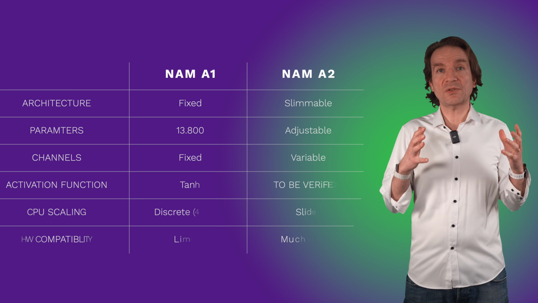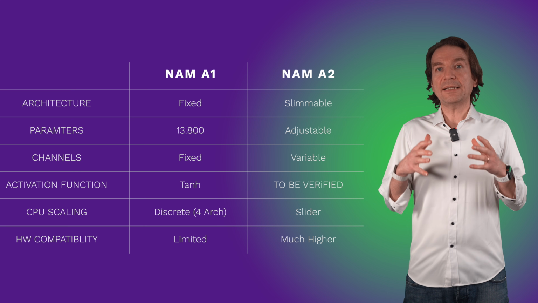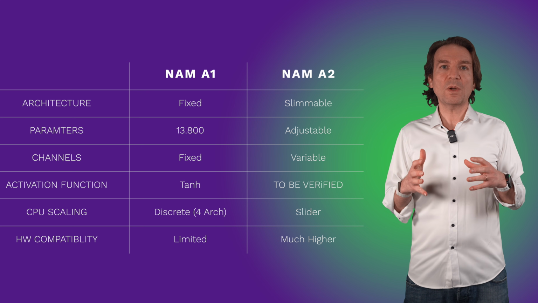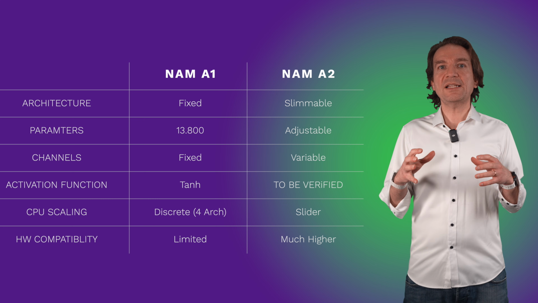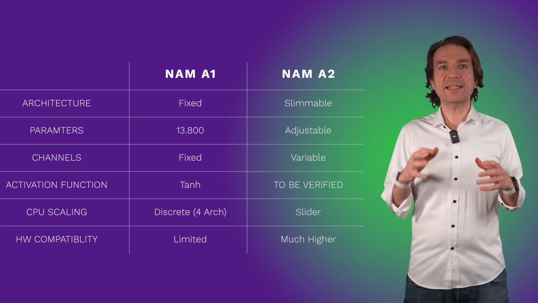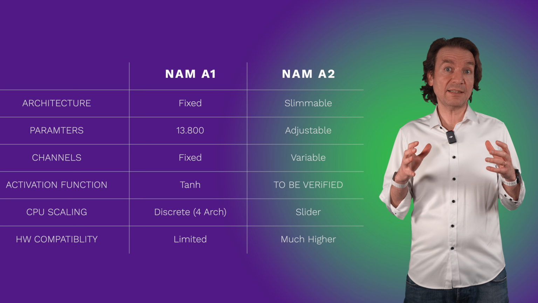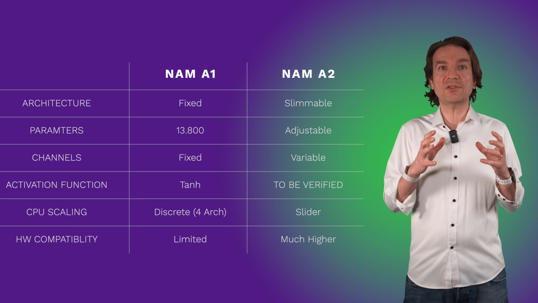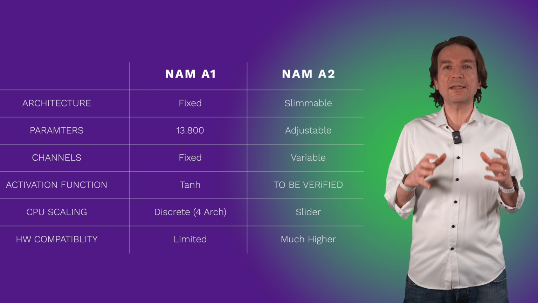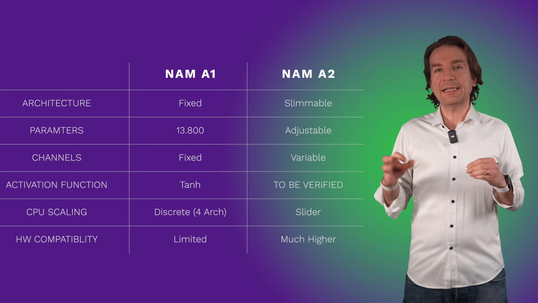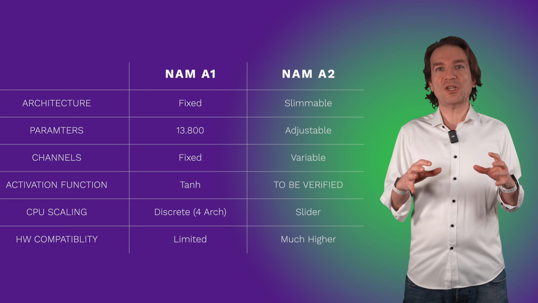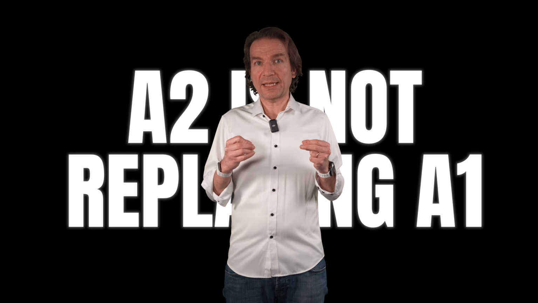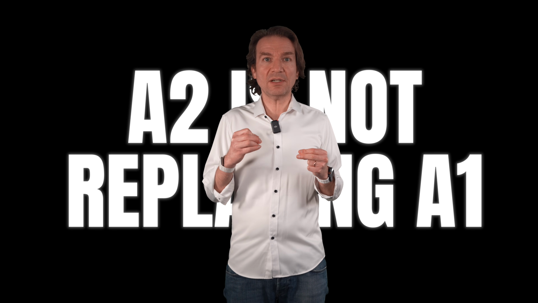Let's now put A1 and A2 head to head for you to easily understand the main differences. The architecture is fixed in the A1, where in A2 is slimmable. We have 13,800 parameters in the A1, where they are adjustable in the A2 with channels of variable width, where in the A1 they are fixed. The activation function may be different in A2, and I have great hope here. The CPU scaling is discrete with 4 tiers in the A1, where in the A2 we have a slider. The file format and the sample rate should be unchanged, where the hardware compatibility should be much higher for the A2.